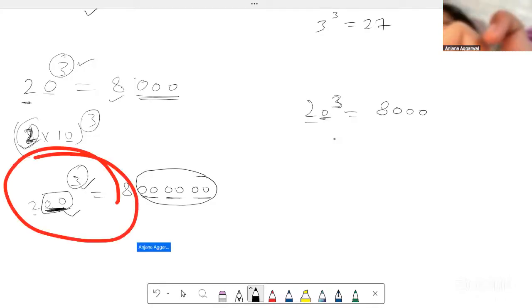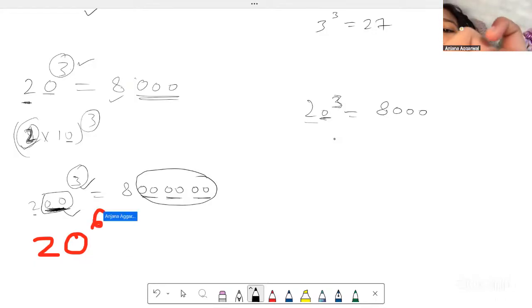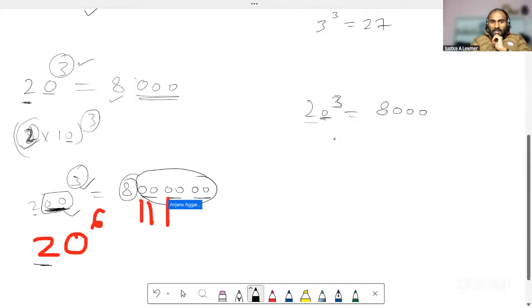So instead, you can just write this 20 to the power of 6. Yeah, I can also write. No, no, no. That would be problematic. Then this value would not be 8.